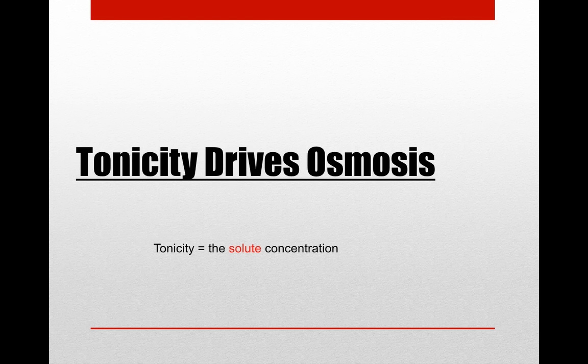So we're going to talk about this title here. Tonicity drives osmosis. So what is tonicity? That's the solute concentration. So just to give you a little background, if a solution has a high concentration, that means it has a lot of solute and very little solvent. So the thing to think about would be like orange juice that's frozen in those containers. Those have a high concentration because they have a lot of solute and very little solvent.